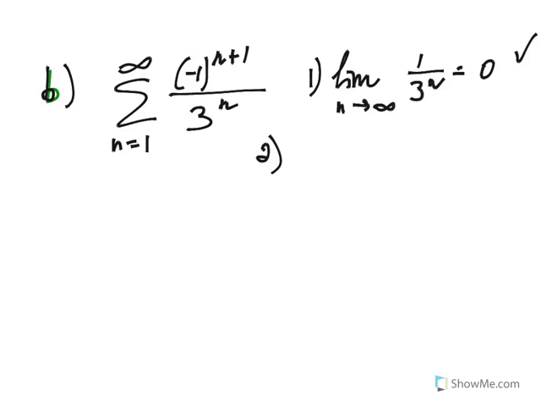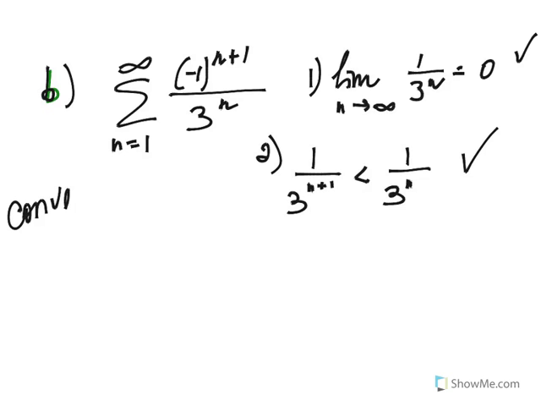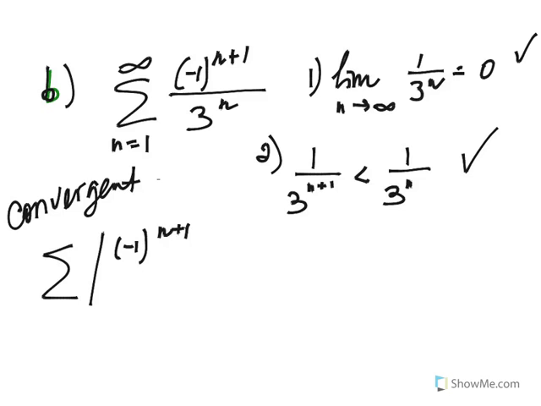And then the second condition, 1 over 3 to the power of n plus 1 should be less than 1 over 3 to the power of n, and that also works. So that means so far our series is convergent. Okay, now let's take the absolute value of this whole thing and see what happens in that case.